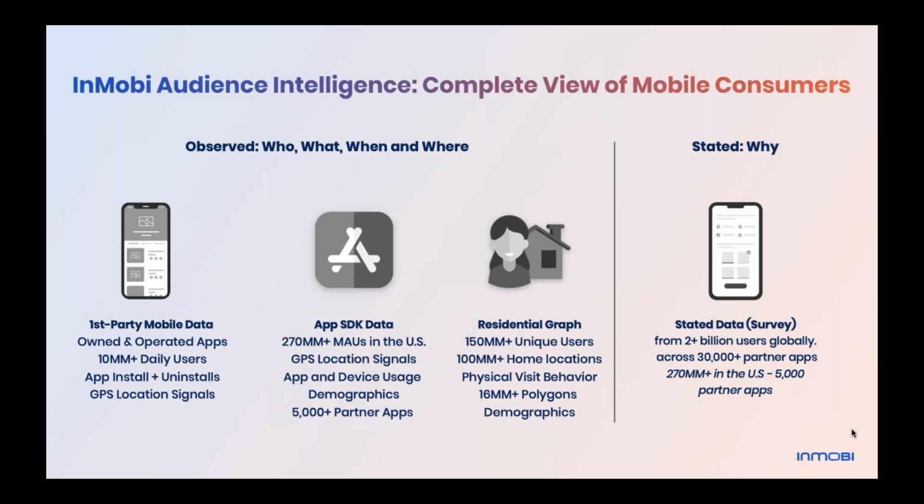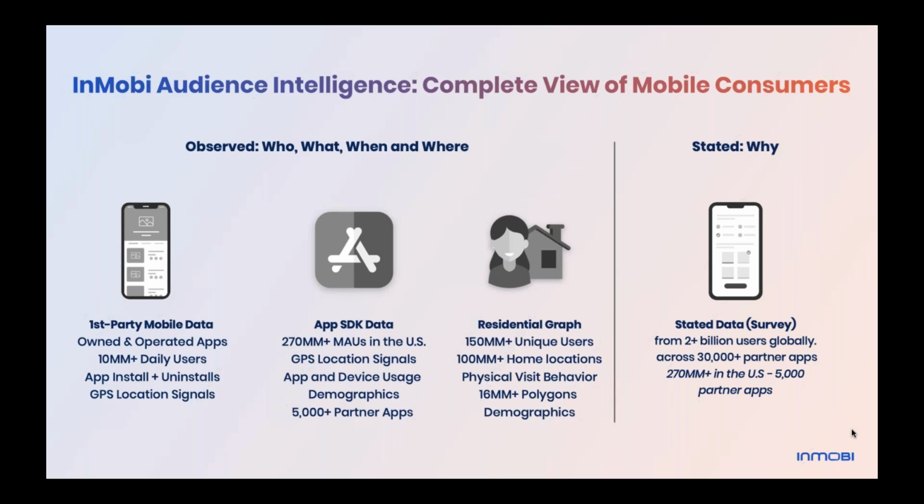On the left side of your screen, you'll see that we have some owned and operated apps here at InMobi, and we have an adoption rate of about 10 million monthly active users engaged in those apps, for which we get many signals, including app install and uninstall behavior across device. We have some demographic information on those users and also get very robust location signals. In addition to that, we leverage our app SDK partnerships to view additional insights on about 270 million monthly active users here in the US, also location, behavioral, and demographic data.